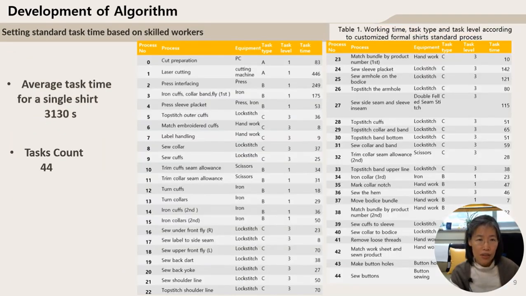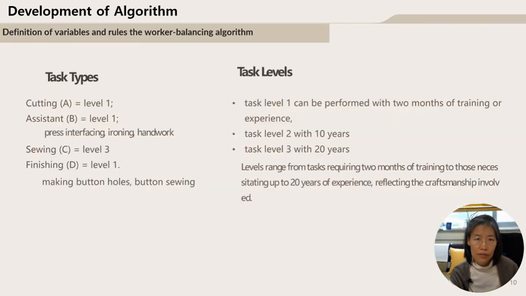Next, we set the standard task time based on skilled workers. The average task time for a single shirt is 3,130. The average task time for each process is shown in Table 1. Next, we defined the variables and rules of the worker balancing algorithm.